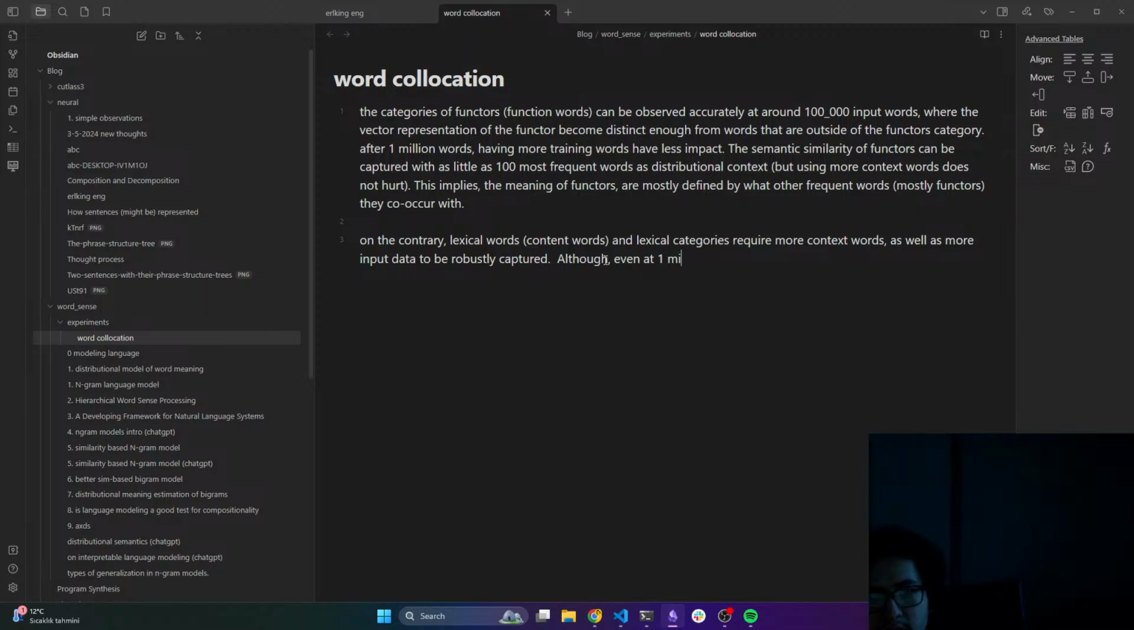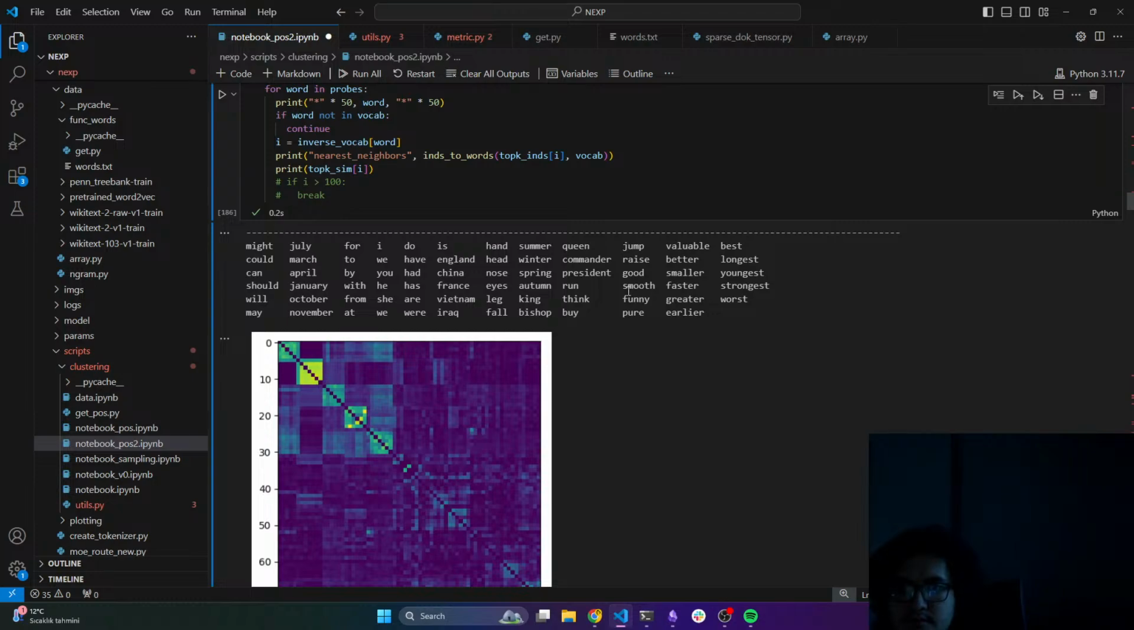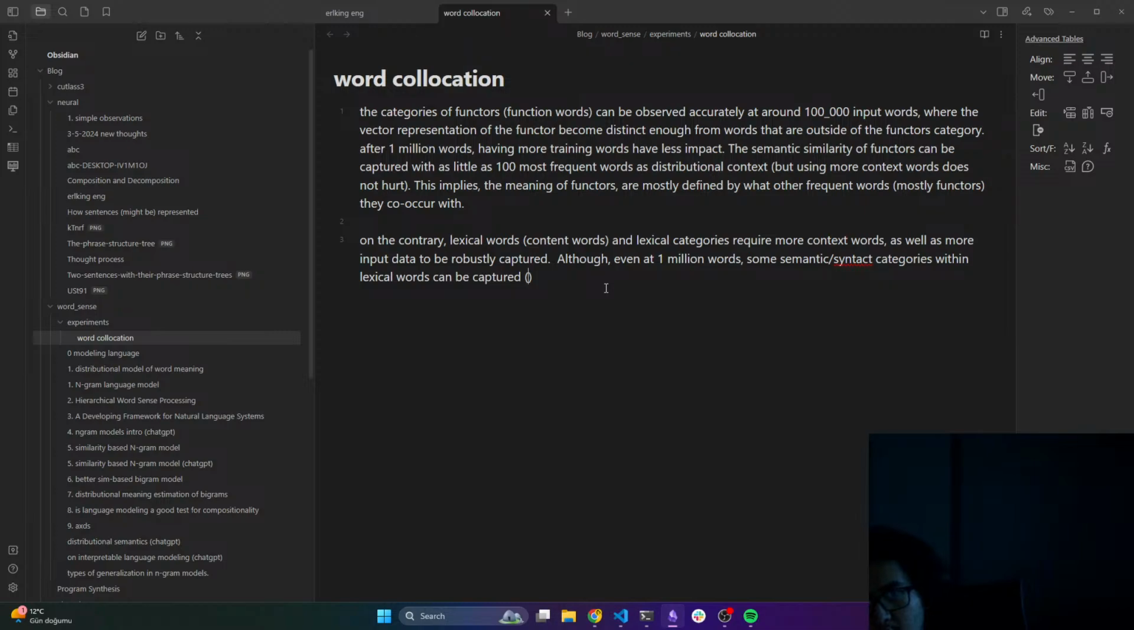Although even at 1,000,000 words, some lexical categories, some semantic similarities, although at 1,000,000 words, some semantic or syntactic categories can be captured within lexical words, but this is not very robust.